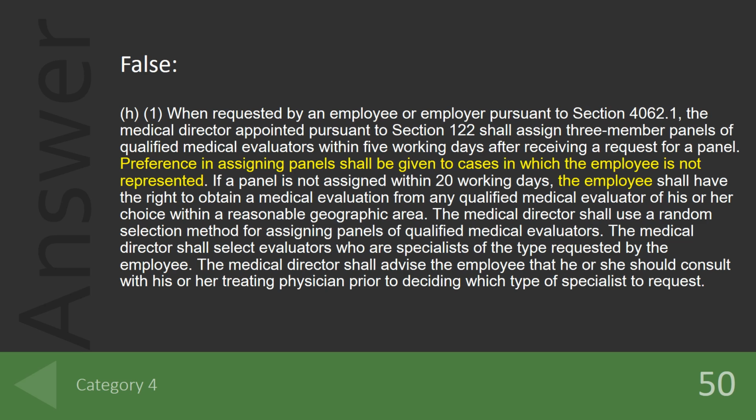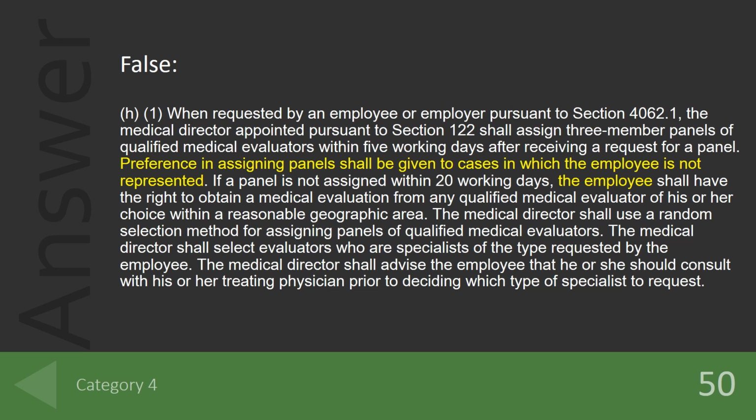And the authority for that is further described in this section, H-1. It says if a panel is not assigned within 20 working days, the employee shall have the right to obtain a medical evaluation from any qualified medical evaluator of his or her choice within a reasonable geographic area. And you're going to get these calls.